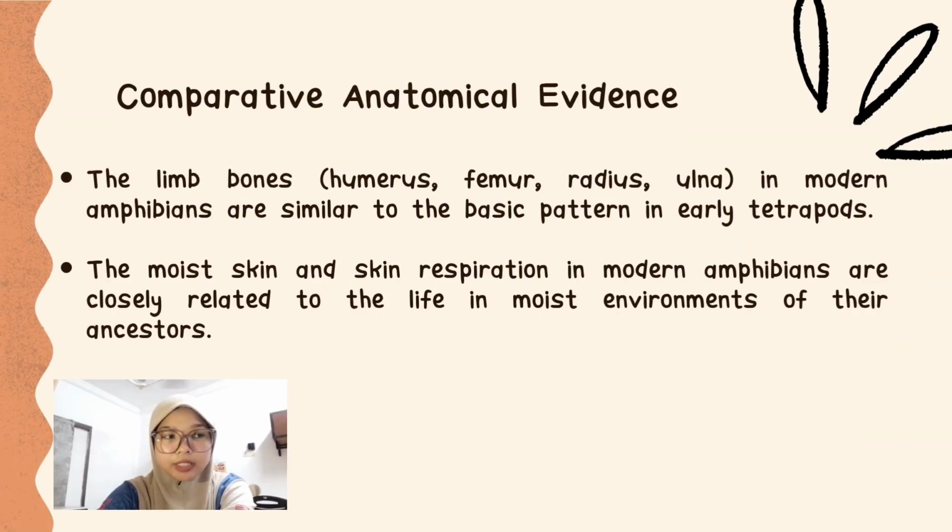First, comparative anatomical evidence. The limb bones, which are the humerus, femur, radius, and ulna, in modern amphibians are similar to the basic pattern in early tetrapods. The moist skin and skin respiration in modern amphibians are closely related to the life in the moist environment of their ancestors.